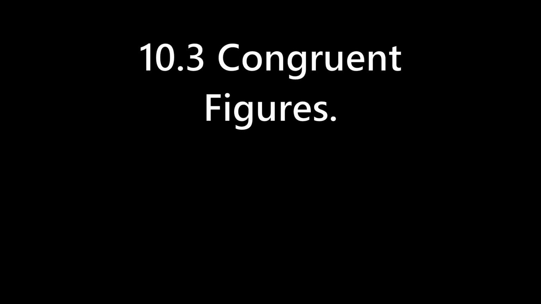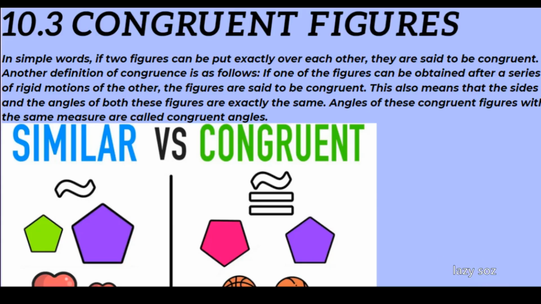10.3 Congruent figures. If two figures can be put exactly over each other, they are said to be congruent. Another definition of congruence is if one of the figures can be obtained after a series of rigid motions of the other, the figures are said to be congruent. This also means that the sides and the angles of both of these figures are exactly the same. Angles of these congruent figures with the same measurements are called congruent angles.